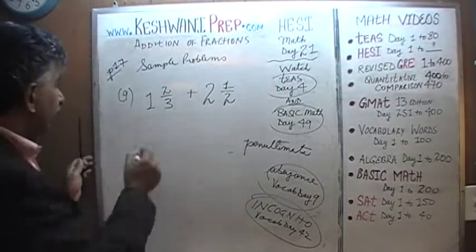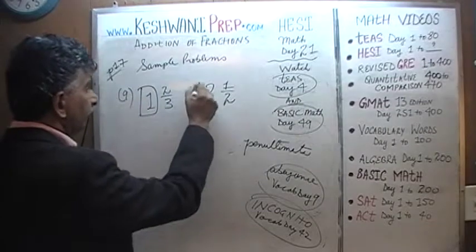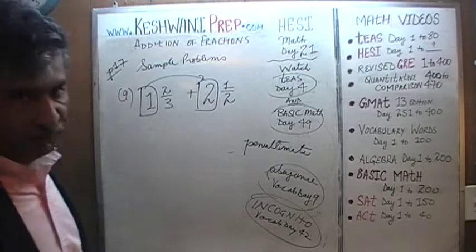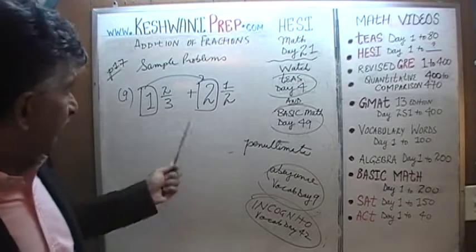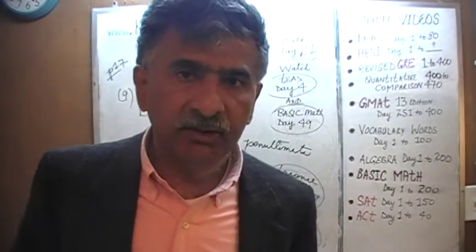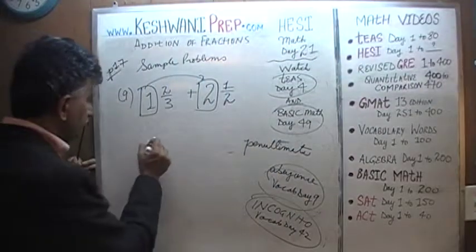But we're going to leave 1 plus 2 in abeyance. We're going to keep it aside, because that's just very simple, that's just 3. So whatever answer we get of 2/3 plus 1/2, whatever answer we have at the end, it's just plus 3, that's all. So let's find out.